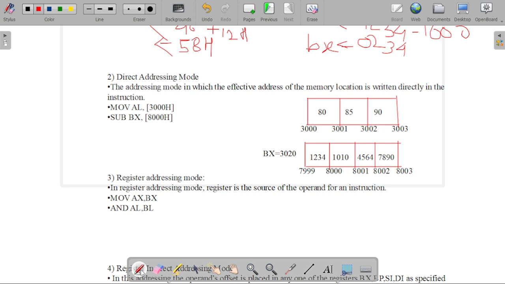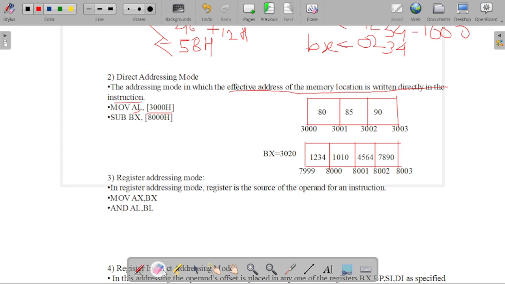The second type of addressing mode is direct addressing mode. In direct addressing mode, the source and destination operands are given in the instruction. The first one is the destination operand and the second one is the source operand. In the source operand, the effective address of a particular memory location is given, and we perform the operation with that effective address of the memory location. What you have to check when identifying this addressing mode is this: if the effective address of the memory location is written directly in the source operand of the instruction, it is considered direct addressing mode.